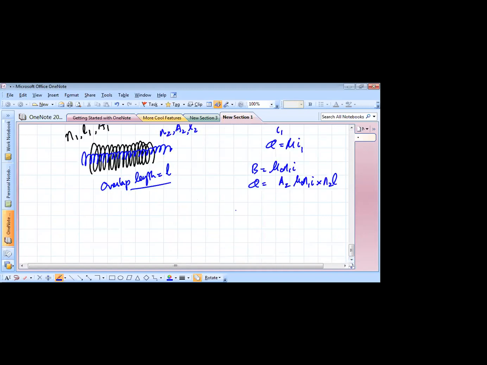As you can see, the coefficient of mutual inductance becomes mu naught N1 N2 into overlap length into overlap area. Yahan pe overlap area A2 kyun hai? Because A2 is smaller than A1. If A1 had been smaller than A2, then it would have been this. So this is the overlap length and this is the overlap area.